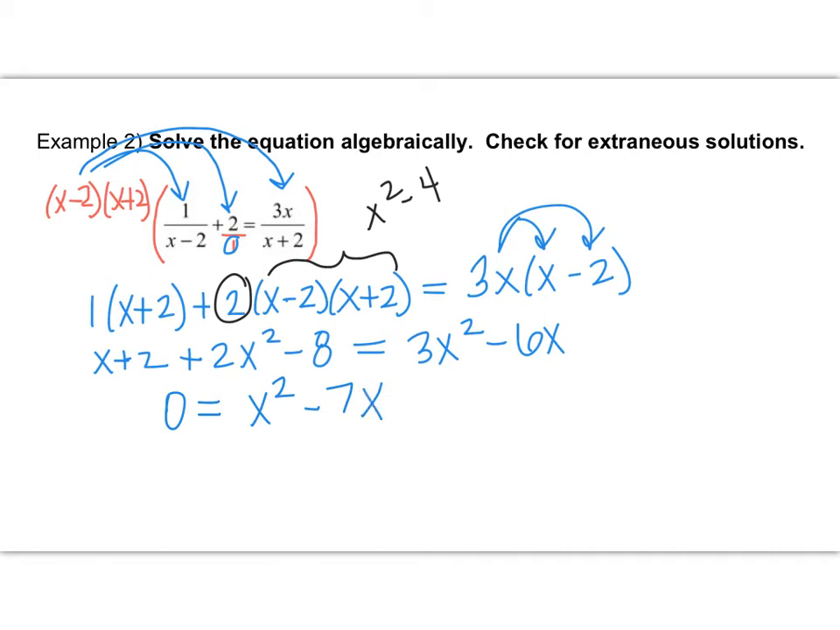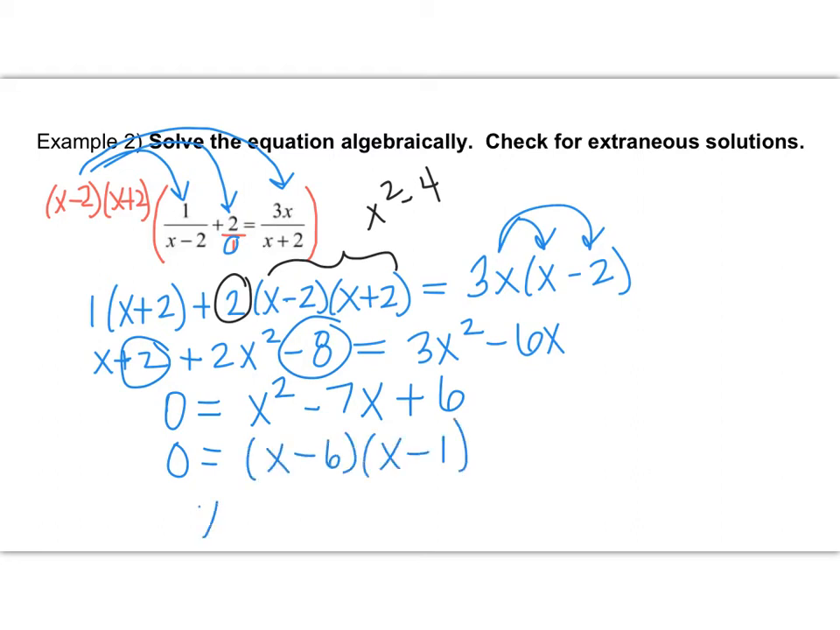And when I combine this positive 2 and the negative 8 on this side, I get negative 6. Adding it to the other side is plus 6. So I'm left with this quadratic. Pretty easy to factor. I get my two solutions. I look back at the original problem to see if either of those make a denominator 0. And since they do not, both are good, and I'm done.